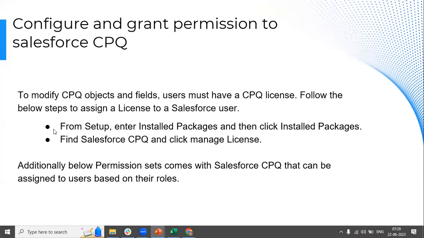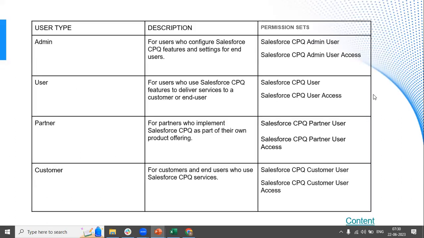Again, we have to do the same thing. From Setup, we have to go to Installed Packages, and then for our Salesforce CPQ package, we have to click on the Manage Licenses button. From there, we will get a list of users to whom we want to assign the package licenses, and we can select the specific user and assign a license to that particular user. Now, after assigning the licenses, there are some permission sets that need to be assigned to a user based on their role. Based on whichever permission set they have been assigned, the user should be able to make those changes in Salesforce CPQ.